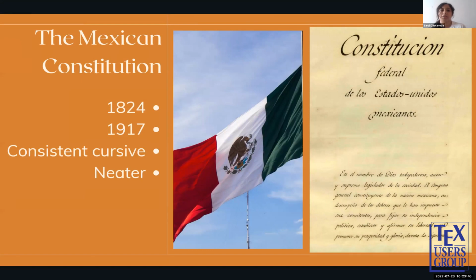The next one is the Mexican Constitution. A little history about Mexico: they were ruled by Spain, and they really wanted to take their own independence. And when they got it in 1824, they wrote their first constitution. I was lucky to find it. As you can see, it translates to Federal Constitution of the United Mexican States. So it translates to something similar to the United States of America, but transferred to Mexico.